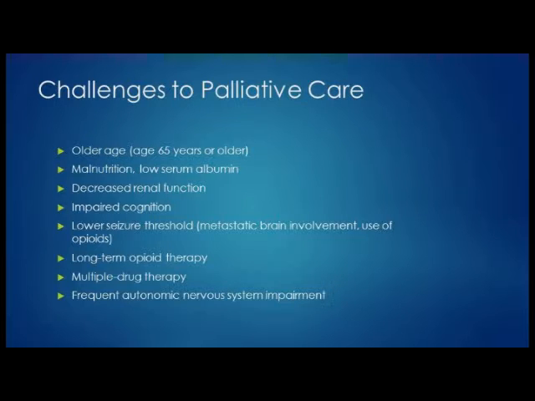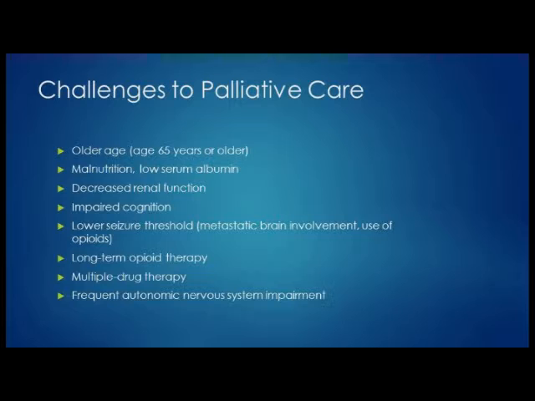Malnutrition and low serum albumin can actually affect drug metabolism and their overall functional status. Decreased renal function can affect their metabolism of drugs and even cognition. Impaired cognition interferes with their decision-making capacity. A lower seizure threshold, such as in those who have metastatic brain involvement and with the use of opioids.